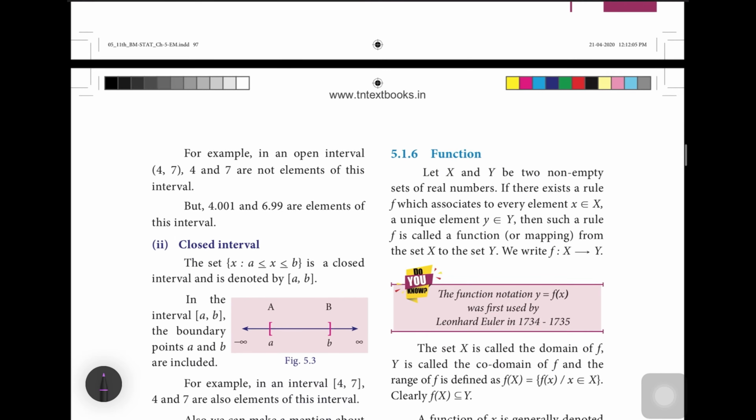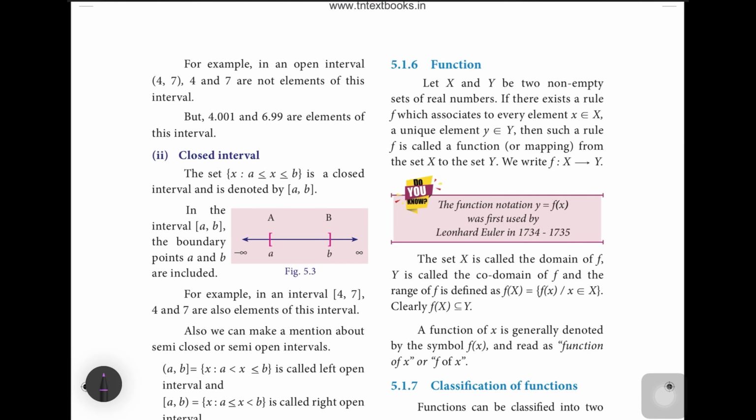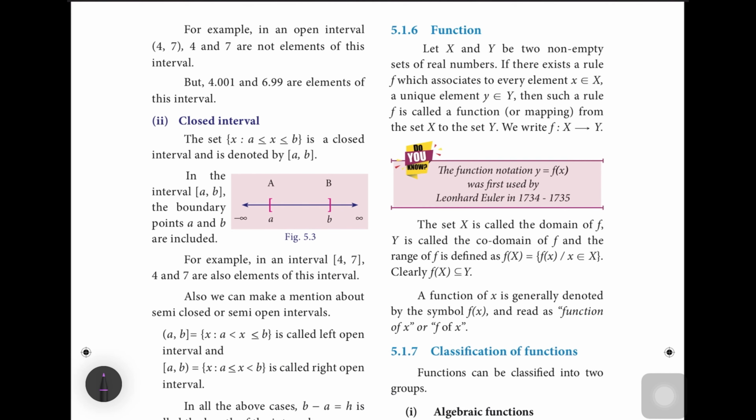Similarly, we have the closed interval. We denote a closed interval with square brackets. [-1, 1] denotes the closed interval. Here the points -1 and 1 are also included. So, the points between -1 and 1 and the points -1 and 1 themselves are included in this interval.